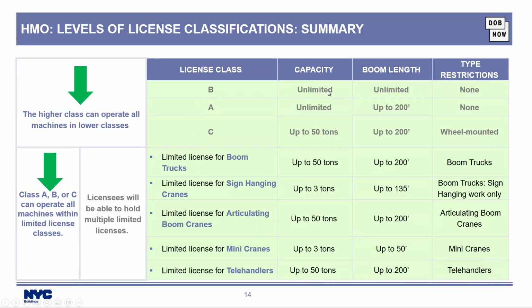Now, going up to license Class B, the capacity is unlimited, the boom length is unlimited, and there are no type restrictions. If you have a Class B license, you can operate any type of hoisting machine within New York City. And then there are the specifics in between.